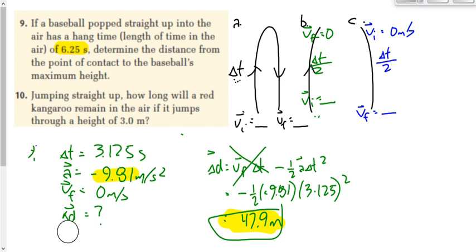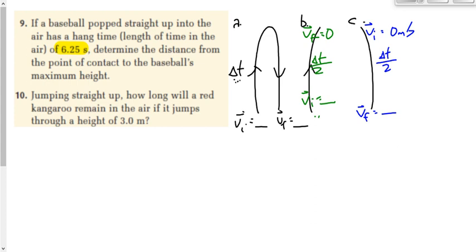Okay, let's take a look at question number 10 then, and then we'll take a bit of a break here. Number 10 says, jumping straight up, how long will a red kangaroo remain in the air if it jumps through a height of 3.0 meters? Given the height, you're probably going to analyze the trip up or the trip down, right? Probably one of the two. Like, what do you want to do? Up or, let's go down, since we analyzed the trip up the first time.